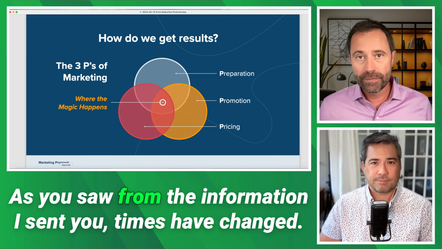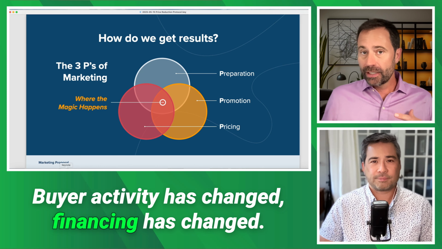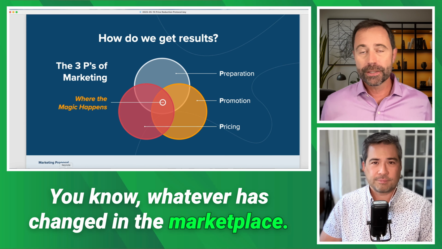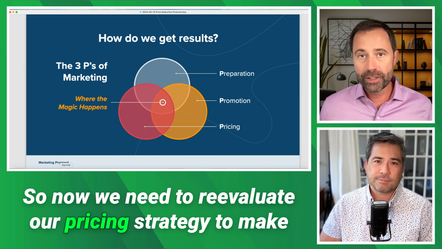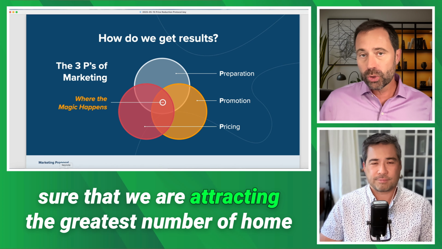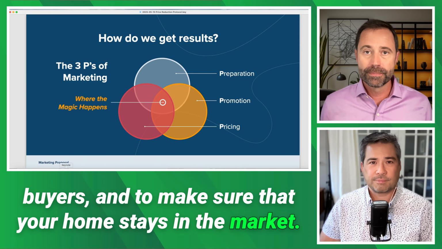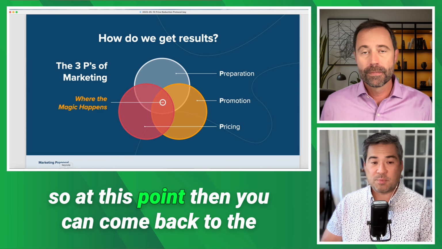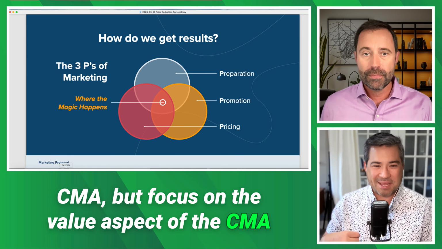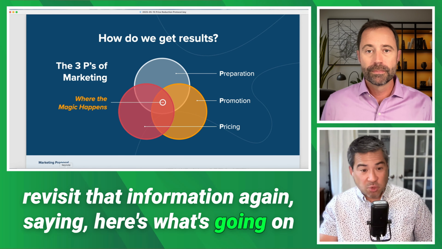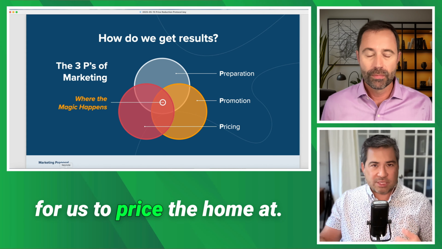Well, as you saw from the information I sent you, times have changed, buyer activity has changed, financing has changed, whatever has changed in the marketplace. So now we need to reevaluate our pricing strategy to make sure that we are attracting the greatest number of home buyers and to make sure that your home stays in the market. Gotcha. And so at this point, then you can come back to the CMA, but focus on the value aspect of the CMA and revisit that information again, saying, here's what's going on, here's what the range is, and here's what I would recommend for us to price the home at.